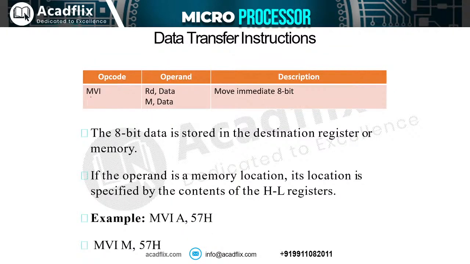Then we have MVI. MVI means move immediate. If you want to move any immediate value to any register or any memory location, you will use MVI. For example, MVI A moves an 8-bit value into register A. MVI M, 57H: M is a memory location. This means you are moving the value 57 into the memory location pointed to by M. If the operand is in a memory location, its location is specified by the content of the register pair HL.